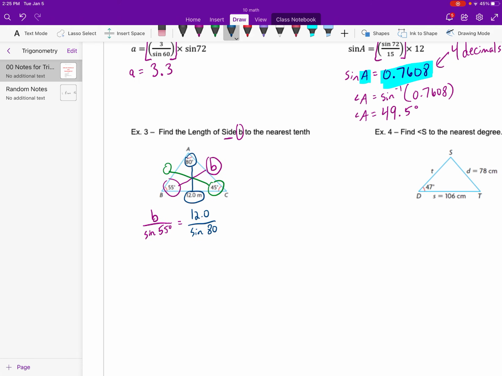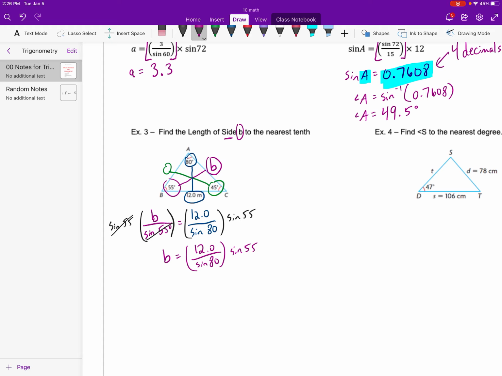And there we go. We have an equation set up with one unknown. We're trying to solve for B, and B is being divided by sine 55, so we're just going to multiply both sides by sine 55. Okay? And this will cross out with the bottom. And now we have B equals 12.0 divided by sine 80 times sine 55.